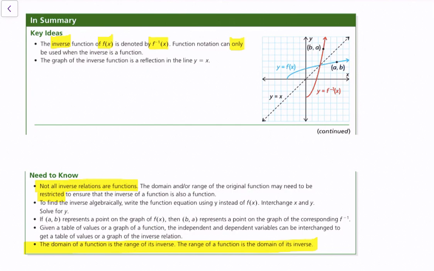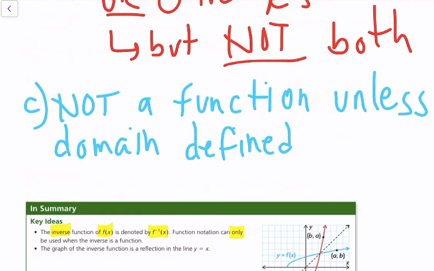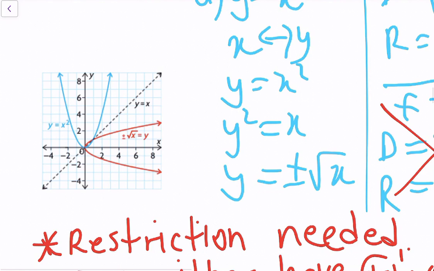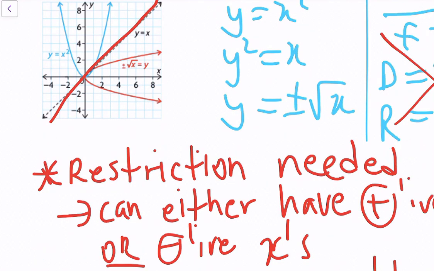The graph of the inverse function is a reflection in the line y is equal to x. So this is really important. If you look at this example right here, this line y is equal to x gives us a reflection of the original graph and the inverse of that original graph. And we see that holds true here as well with our y is equal to x squared. This line y is equal to x is there again, and that's the line that tells us that there's a reflection happening between our original and our inverse functions.